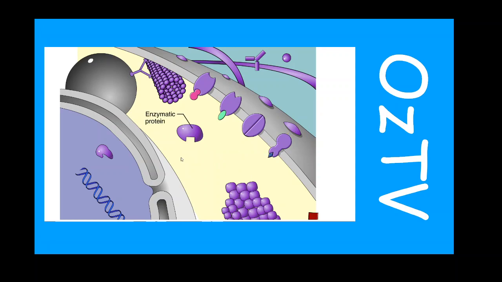Enzymatic proteins, or enzymes, speed up chemical reactions. Enzymes are involved when the stomach digests food, when cells manufacture ATP, or when they replicate their DNA.